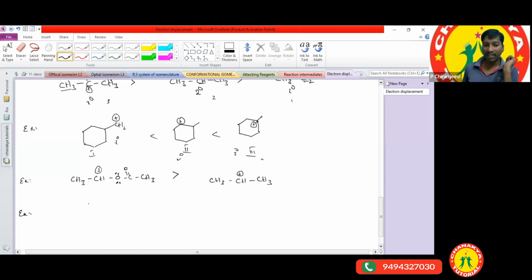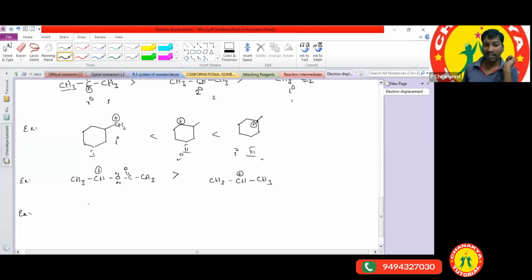Sir, is it the second one? My second one you can observe clearly, Samhita. So what's the difference between the first one and second one? Sir, in the first case also we have a primary carbocation. Second one is also a primary carbocation.